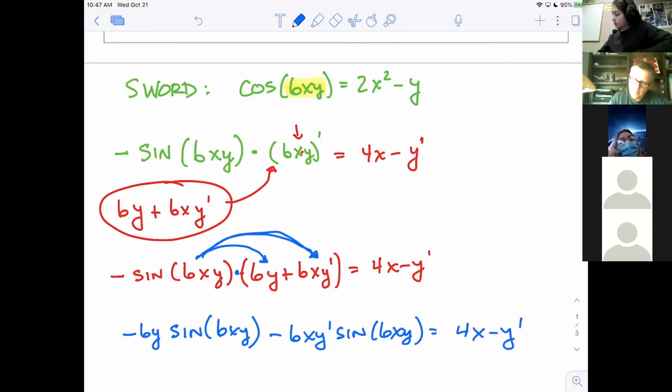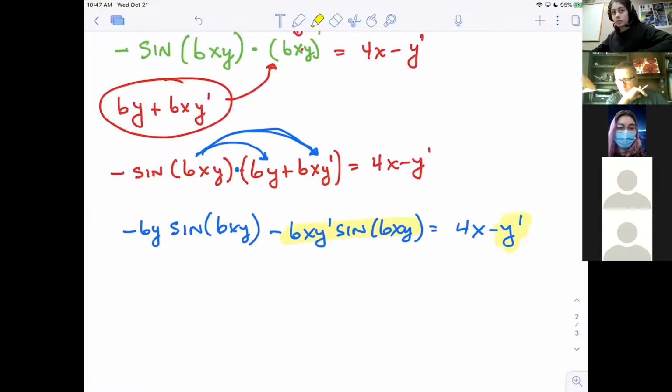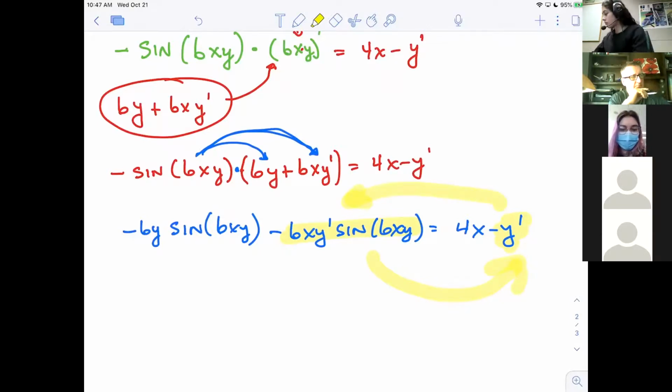And so again, what I'm looking for is, hey, look, there's a term with a y prime and there's a term with a y prime. I need those all to be on the same side so that I can factor the y prime out, so that I can undistribute that y prime. Now that the multiplication's done, I can collect them on the same side. Should I collect them on the left or the right? Should I move this one over to that side? Or should I move this one over to this side? What do you think?